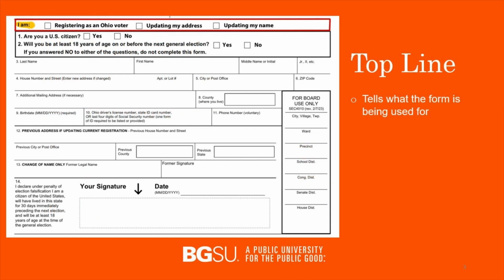The top line of the voter registration form helps the Board of Elections categorize what type of form they will receive: a first-time voter, a voter updating their address, or a voter updating their name. Though it is not required by law, BGSU votes and the Board of Elections strongly recommend filling it out.